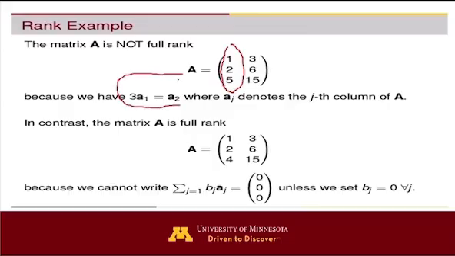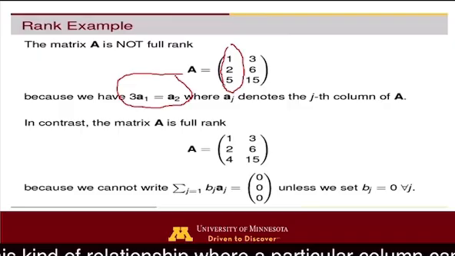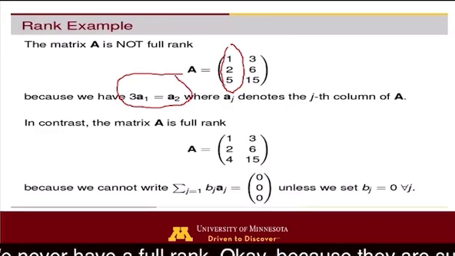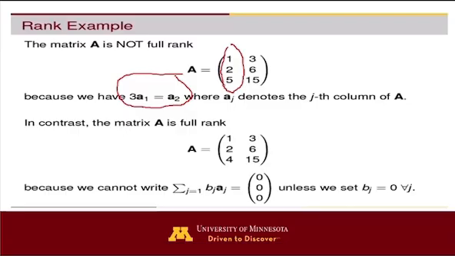Whenever I have this kind of relationship where a particular column can be figured out from the other column, that matrix will never have a full rank, because they are supposed to be independent to have a full rank, but right now they depend on each other. I just wanted to take notes of that.